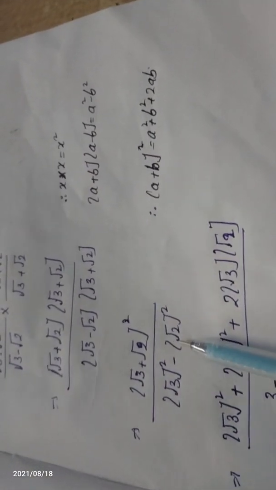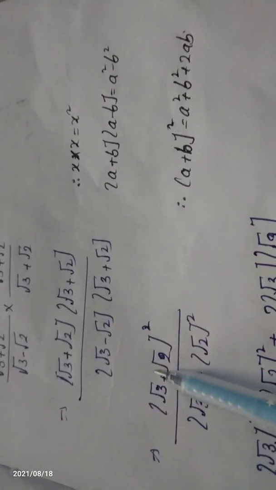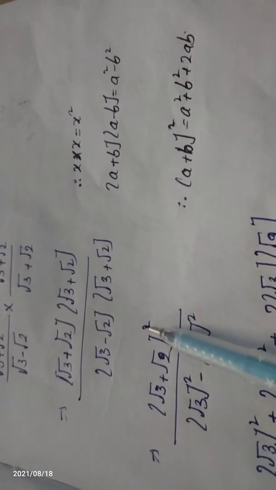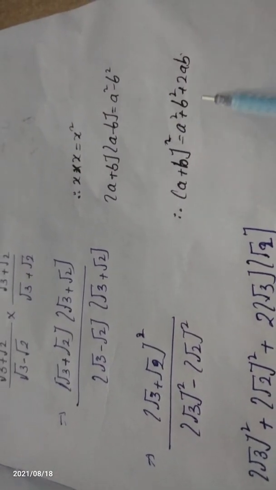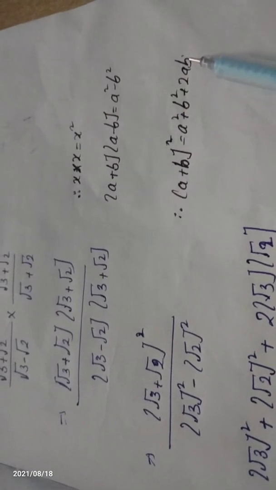Okay, I think you understand this step. Let's see the next step. Come to the numerator. What is that? Root 3 plus root 2 whole square. Our numerator is in the form of (a plus b) whole square. Okay, what is the (a plus b) whole square formula? a square plus b square plus 2ab.